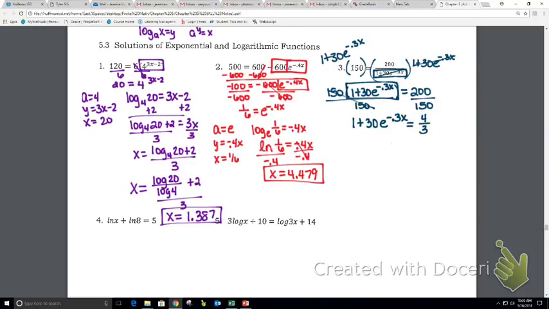4/3? All right, so we do a little work there to get that e to the negative 0.3x by itself, right? And then I'm going to change it to log form again.